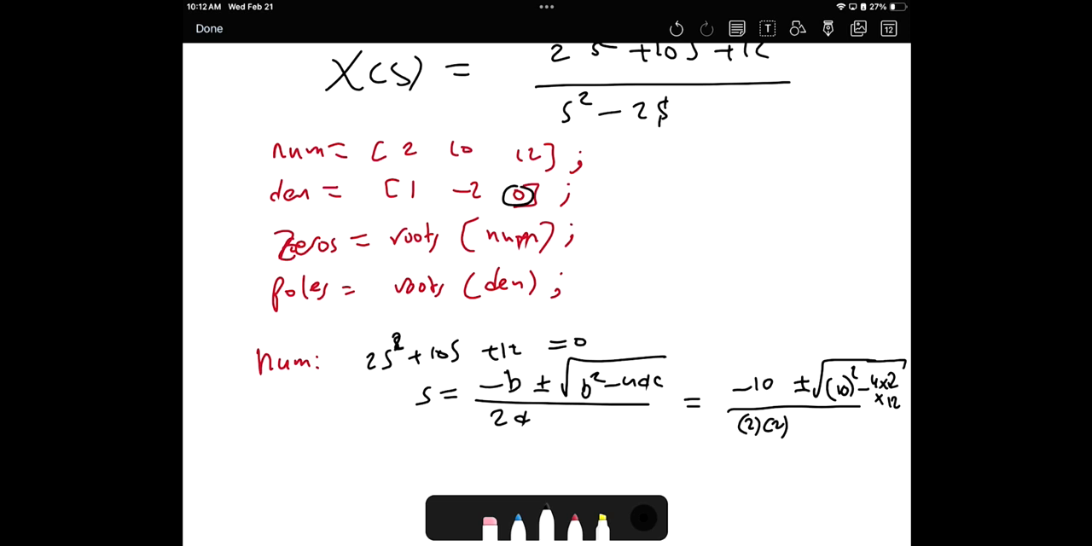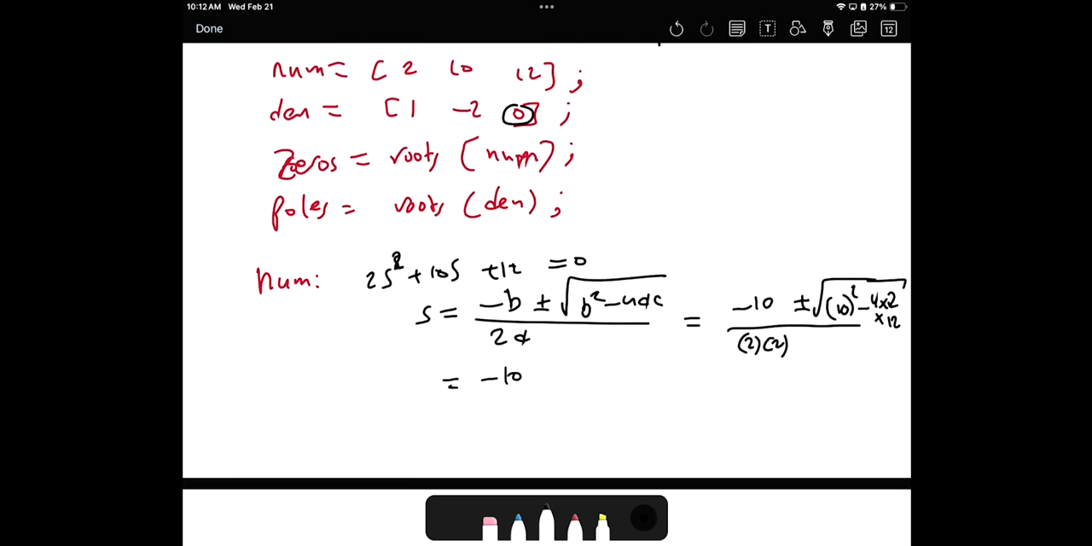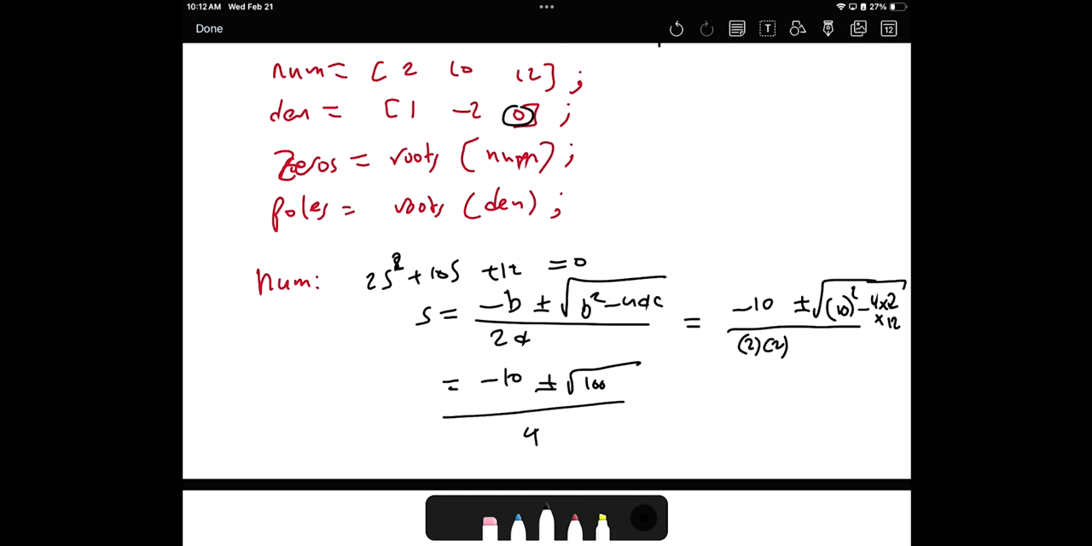Then how to find this? Basically it will be negative 10 plus minus the square root of 100 minus 4 times 12. 4 times 2 is 8, and 8 times 12 is 96. The square root of 100 minus 96 gives us negative 10 plus minus the square root of 4, divided by 4. The square root of 4 is 2.